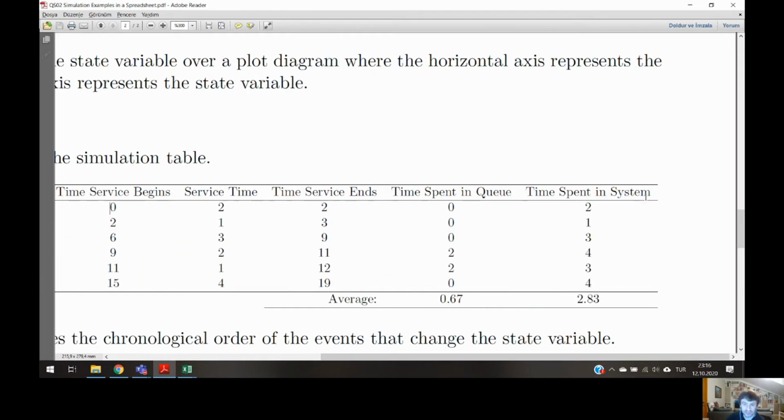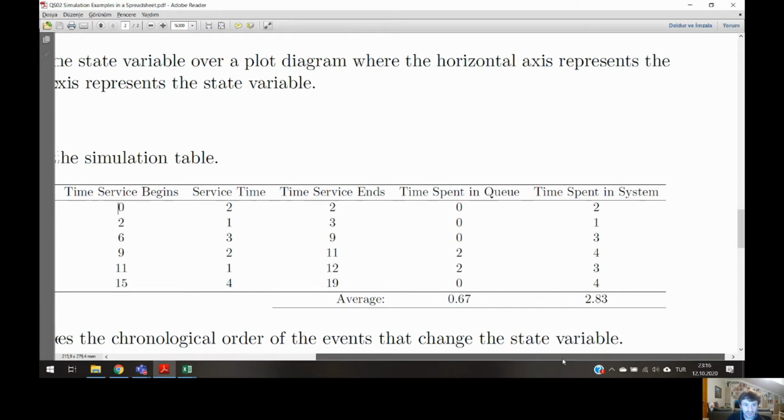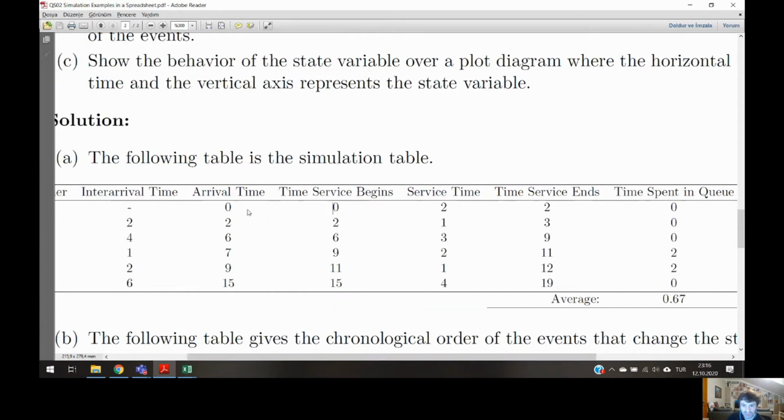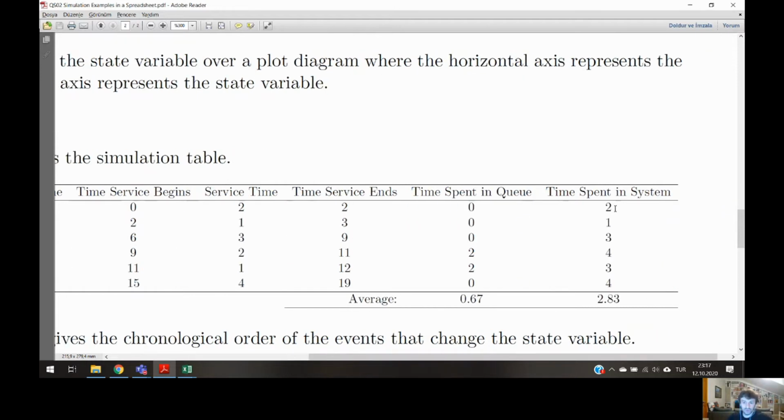And the time spent in the system can be calculated as the difference between the arrival time for each customer and the time that service ends, which is also called the departure time. So if you check the difference between the arrival time and the time that service ends for the first customer, there's a 2-minute difference, and therefore the time spent in the system is going to be 2 minutes for the first customer. So we can calculate the time spent in the system for all customers like that.